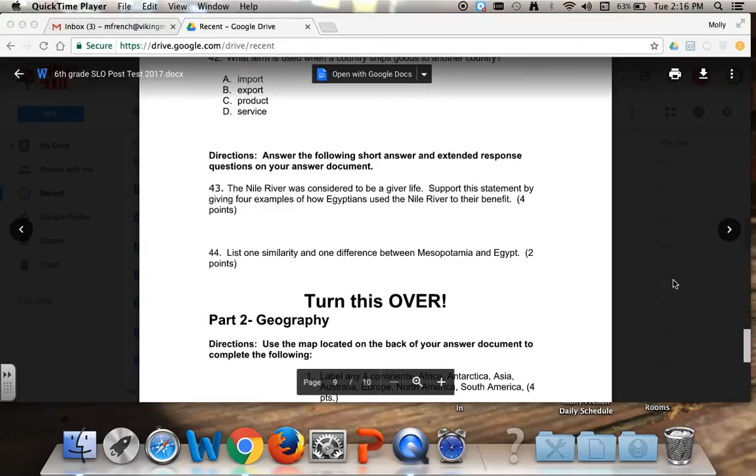Directions. Answer the following short answer and extended response questions on your answer document. Number 43. The Nile River was considered to be a giver of life. Support this statement by giving 4 examples of how Egyptians used the Nile River to their benefit. Number 44. List one similarity and one difference between Mesopotamia and Egypt.